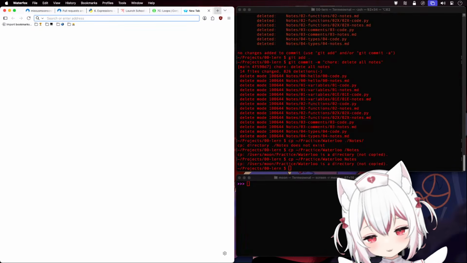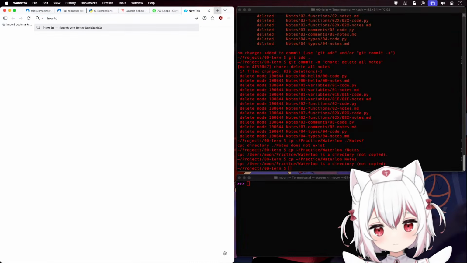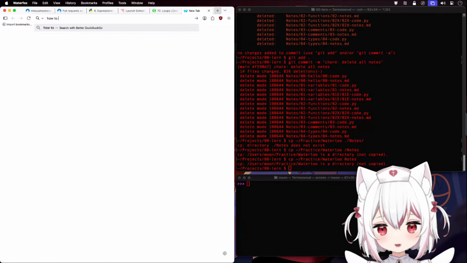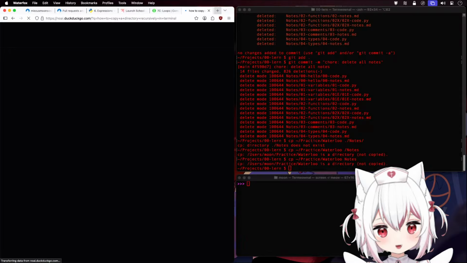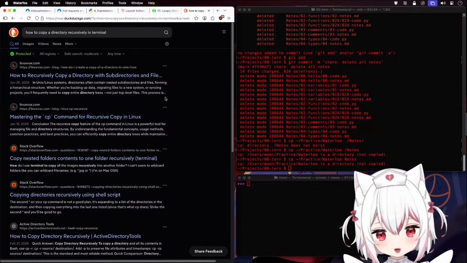Didn't I do this before? How? Oh god, I almost searched DuckDuckGo for CP. That would get me banned. How to copy a directory recursively in terminal. Let's see. I forgot how to do this.